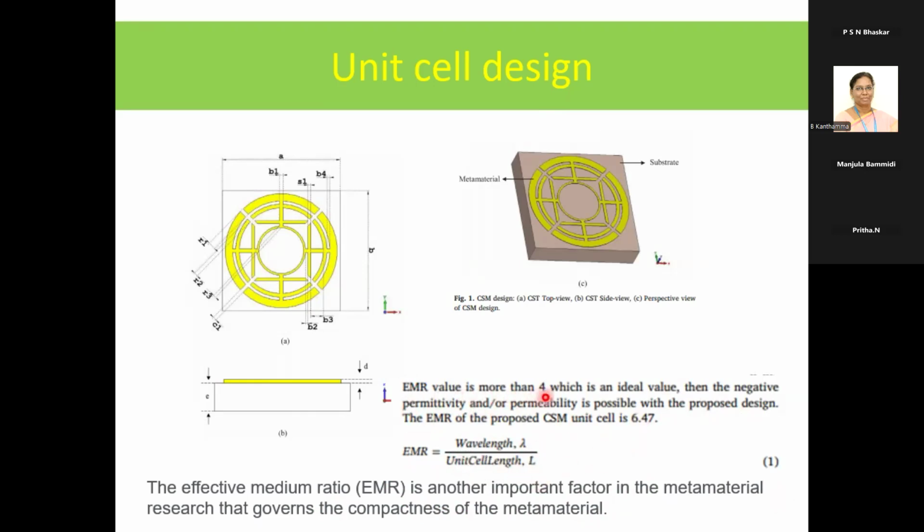An EMR value of more than 4 is an ideal value. Then negative permittivity is possible with the proposed design. The EMR of the proposed design is 6.47. So usually whatever unit cell you are designing, you have to see that the EMR is at least more than 4.